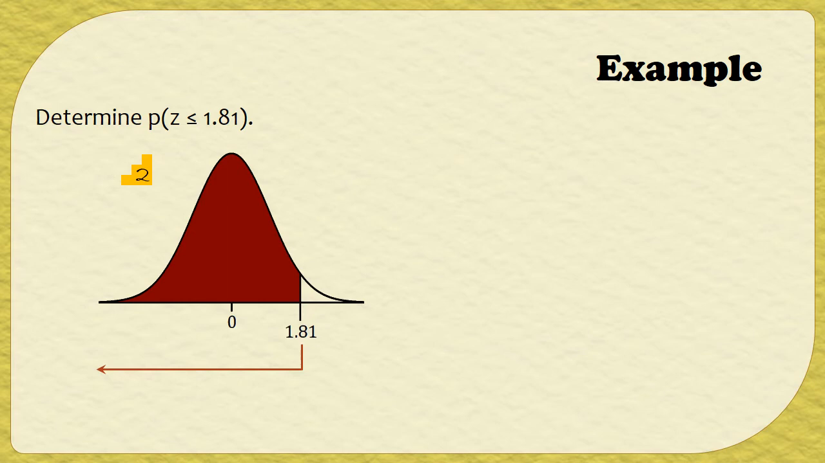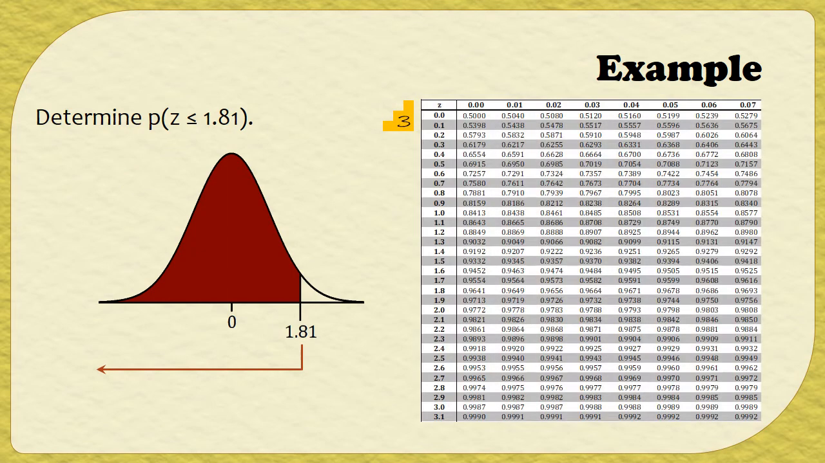And that brings us to step 3. Step 3 is to look up the z-score on the table. So I have a piece of a table here for reference. Our z-score is 1.81, so I'm going to look in the row for 1.8 and the column for 1, and that gave me this 0.9649.